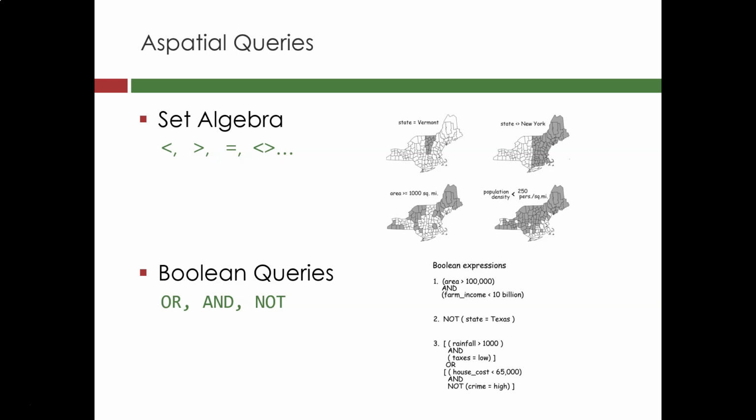We also have Boolean queries. These queries use the conditions and, or, and not to select features, and are most often used in combination with set algebra to create compound spatial conditions. Number 3 in the example is a compound expression we have here for choosing an appropriate area to retire: high rainfall for gardening, low taxes, low housing, and low crime.